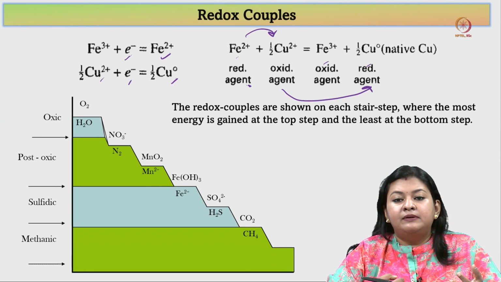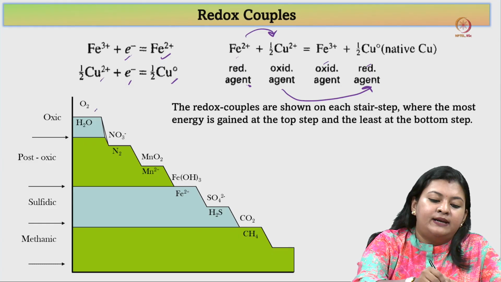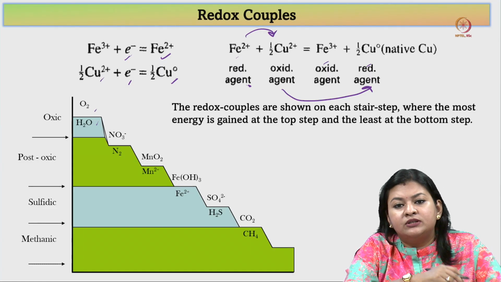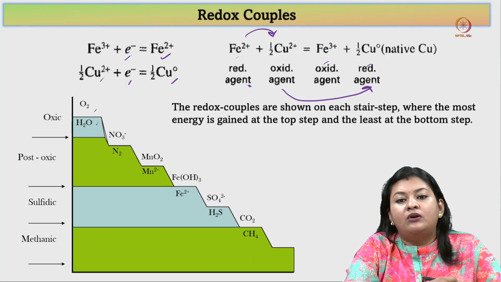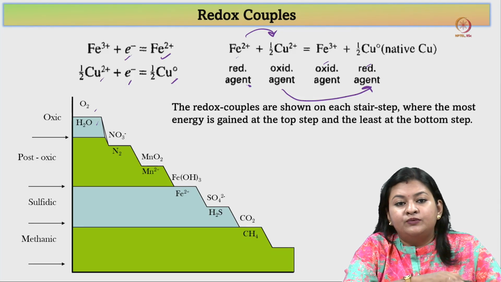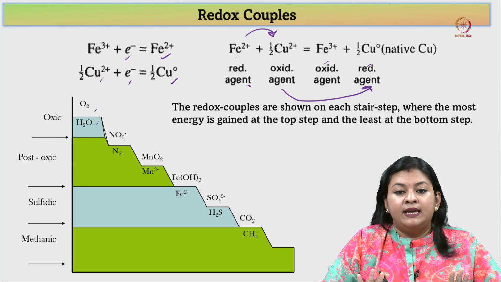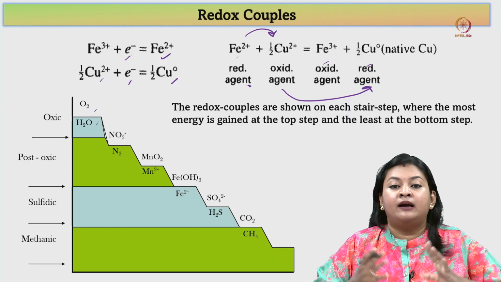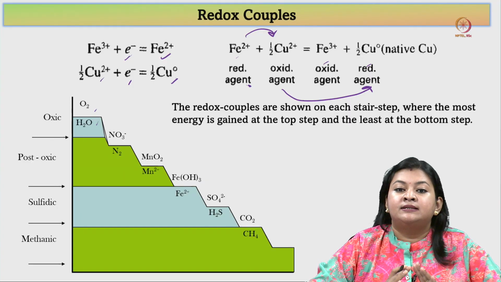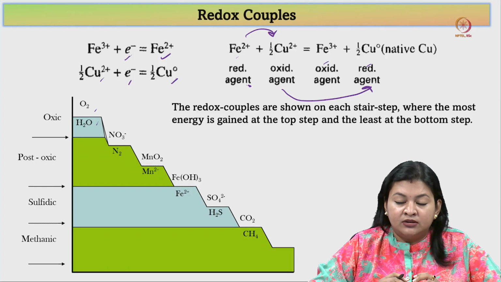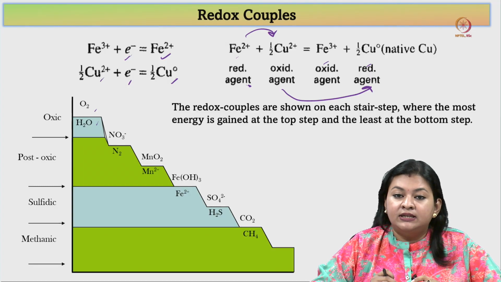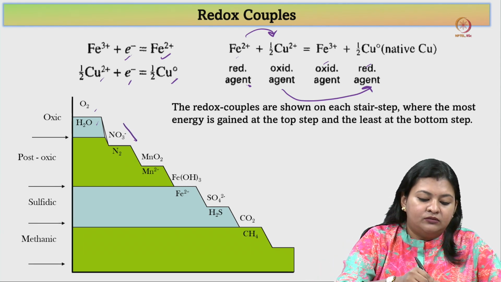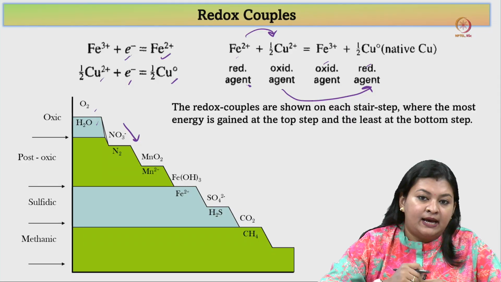For example, if it is O2 and H2O, it is an oxic environment. Oxygen is freely available for exchange. So, we are in an oxic condition. In that oxic condition, the energy availability is very high. All the reactions will happen, and the energy that is released will be very high. As we go down, we are moving down the ladder.